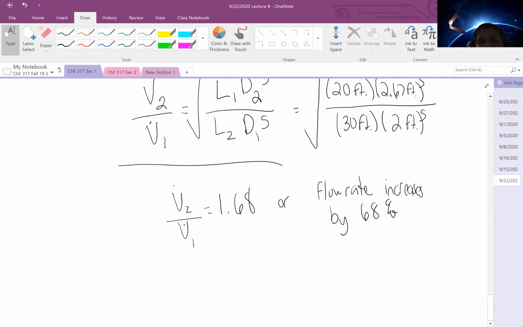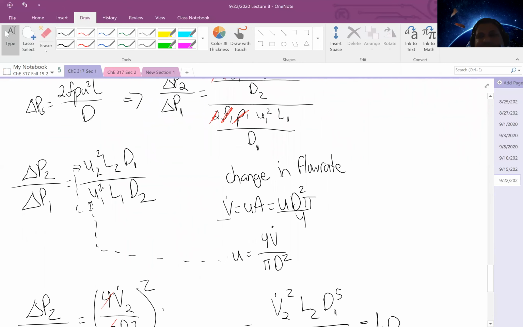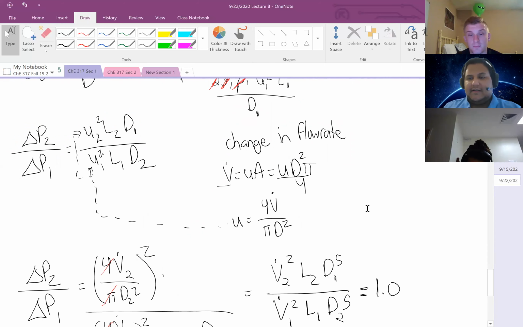So I know that was a little messy and a lot of algebra. Did everyone follow that fairly well? Are there any questions or points that I can further expand upon or reemphasize?